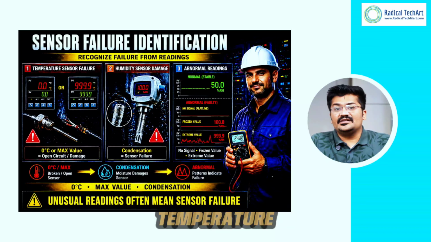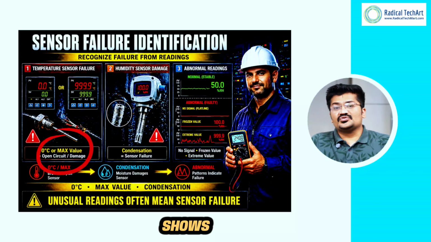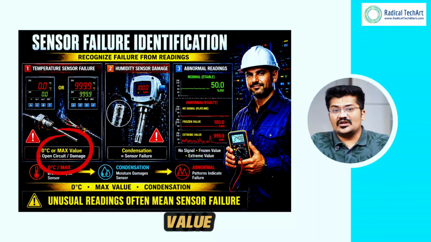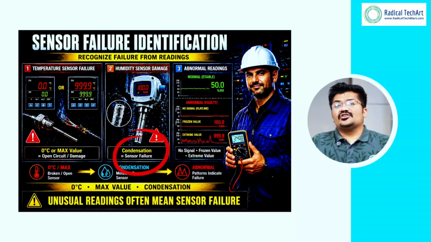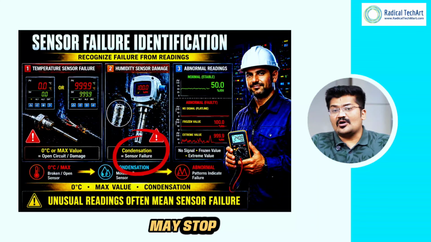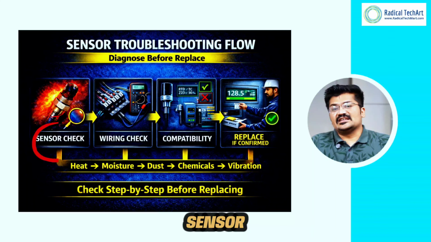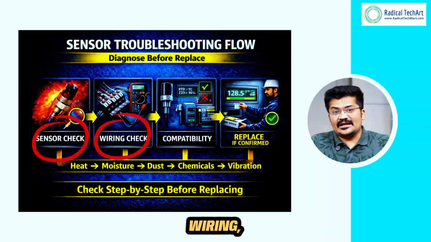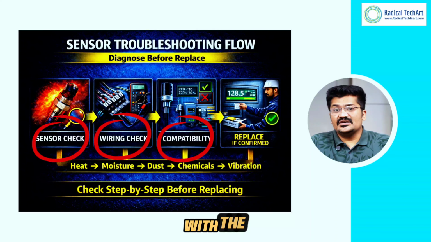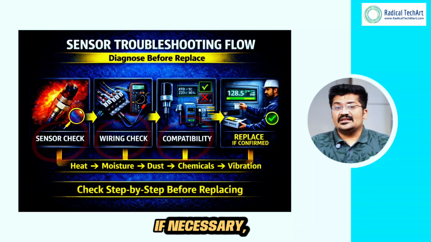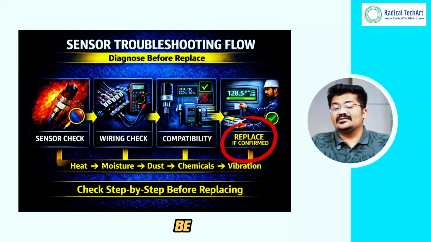For example, a temperature sensor that always shows 0 degrees or the maximum range value may be damaged. Similarly, a humidity sensor exposed to water condensation may stop working properly. In such situations, engineers should check the sensor condition, sensor wiring, and sensor compatibility with the transmitter. If necessary, the sensor may need to be replaced.